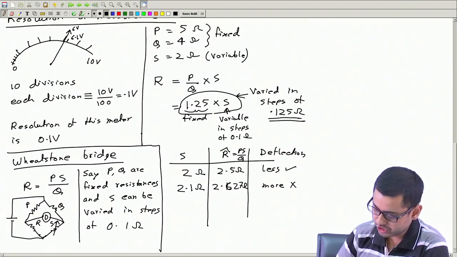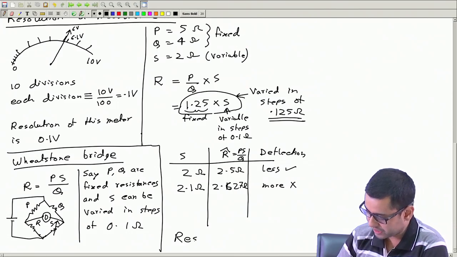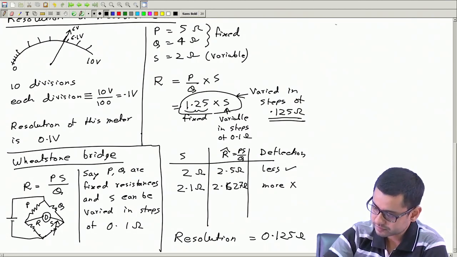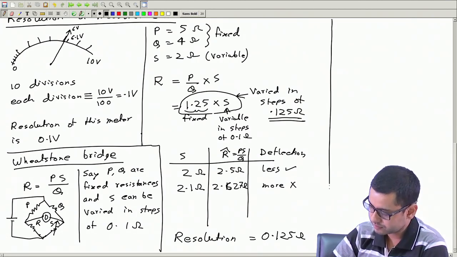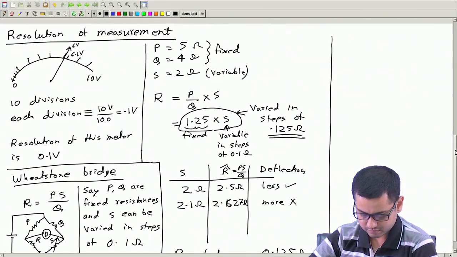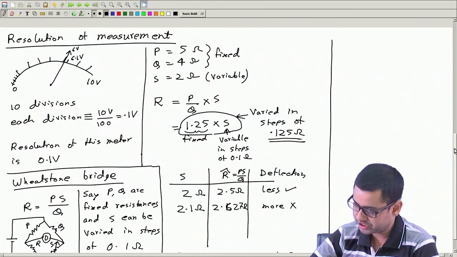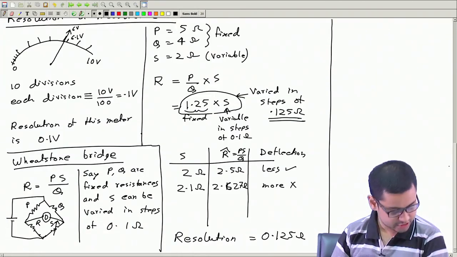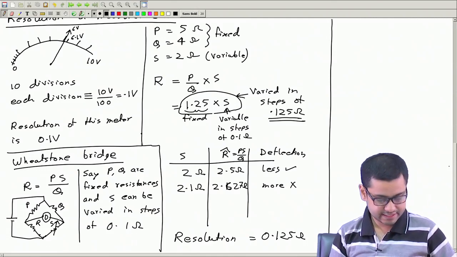So, this is the resolution. We call this the resolution of the meter, which is 0.125 ohm. Now, we have talked about resolution and accuracy. Another important quantity we will talk about is sensitivity.